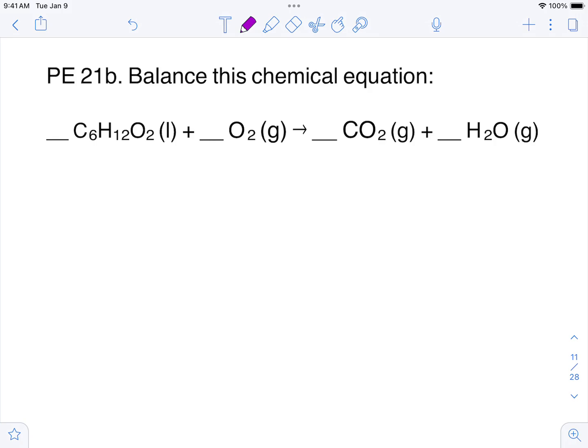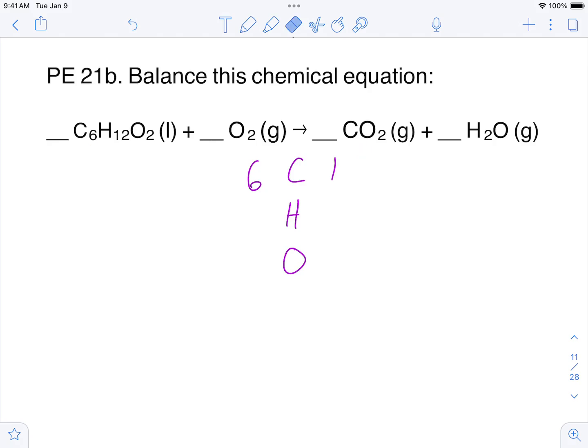So here I would start with my C's first. So if you want to kind of like draw a line down the middle to separate the left and the right side, you can do that. Or what I like to do under the arrow, write down all of the elements you have. And then look on the left side of the equation. How many C's do we have? We have 6 C's, so I put that on the left side of C. Look on the right side. We only have 1, so I put that on the right.